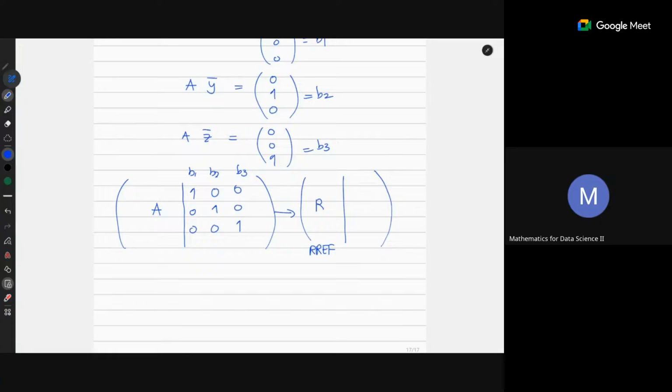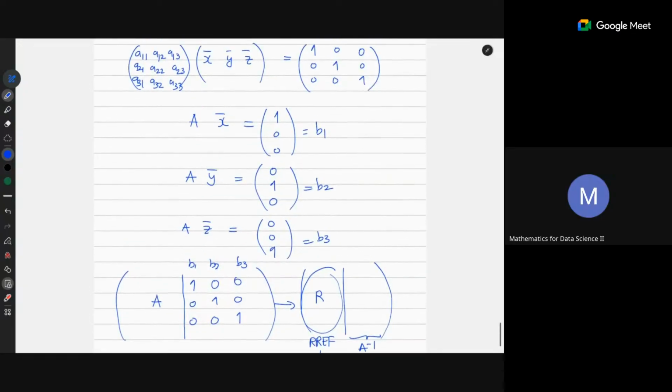I will get whatever I will get over here, that will be the A inverse of this, because this RREF form will always be the identity matrix. We discussed that at one point, because if I work with a square matrix, then all the leading entries will come on the diagonal, and all the non-diagonal entries will be 0. So you can do this exercise.